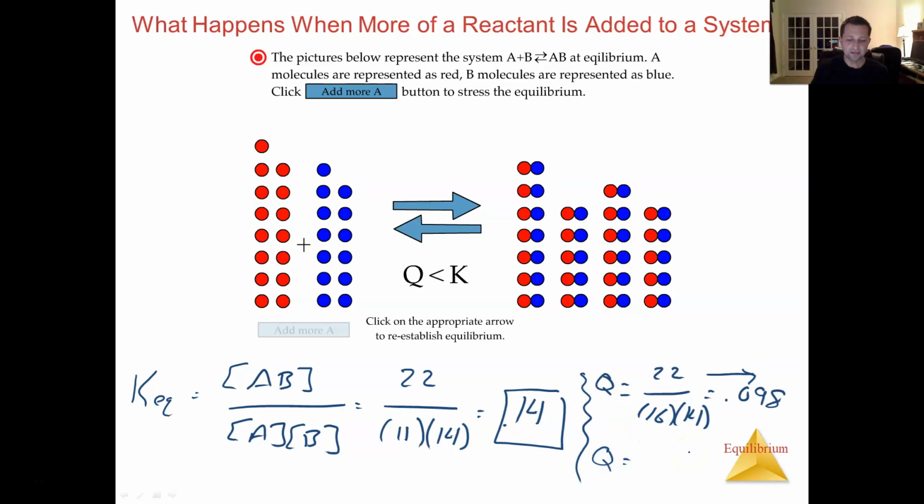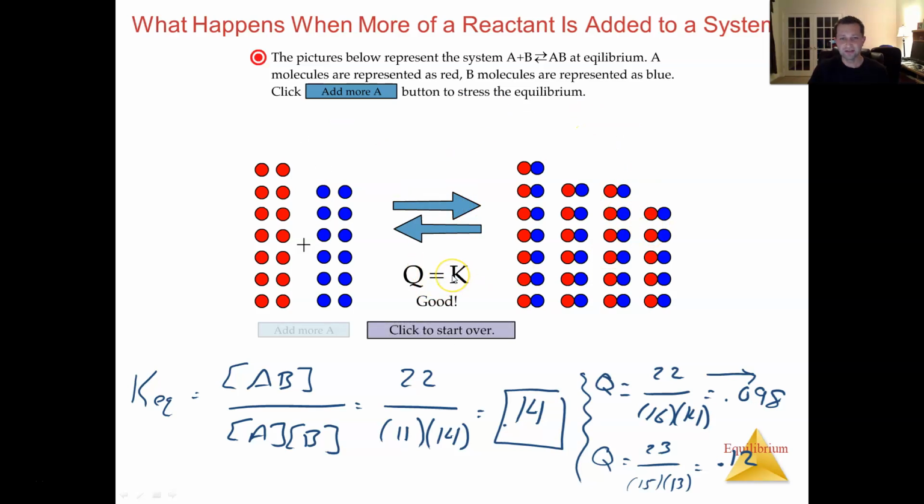So when I move to the product side a little bit, Q is going to be equal to 23 over 15 times 13. And that's going to give you a Q value of 0.12. So you can see we're still less than what we're supposed to have. We need to get up to 0.14. You can see how shifting the reaction to the product side increased our Q value a little bit. Let's do it again. Okay, more went over.